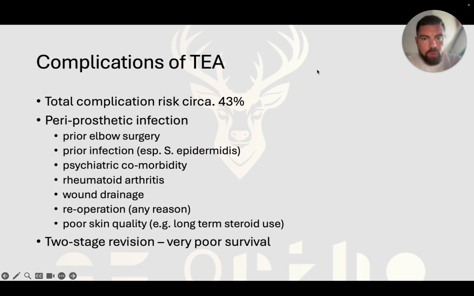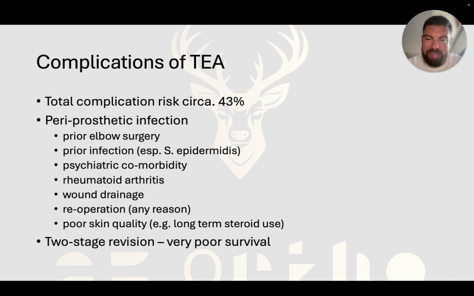The complications of total elbow arthroplasty are not fun reading. The total complication risk is very close to 45 or 50%. Periprosthetic infection, again, we're so close to the superficial area of the skin anyway. Prior elbow surgery increases your risk, as with any implant. Prior infection, especially Staph epidermidis, is a nightmare. Psychiatric comorbidities link in with general compliance and self-care. Rheumatoid arthritis means bad skin, bad bone quality, bad soft tissue, and they have probably been on a truckload of steroids for most of their adult life.